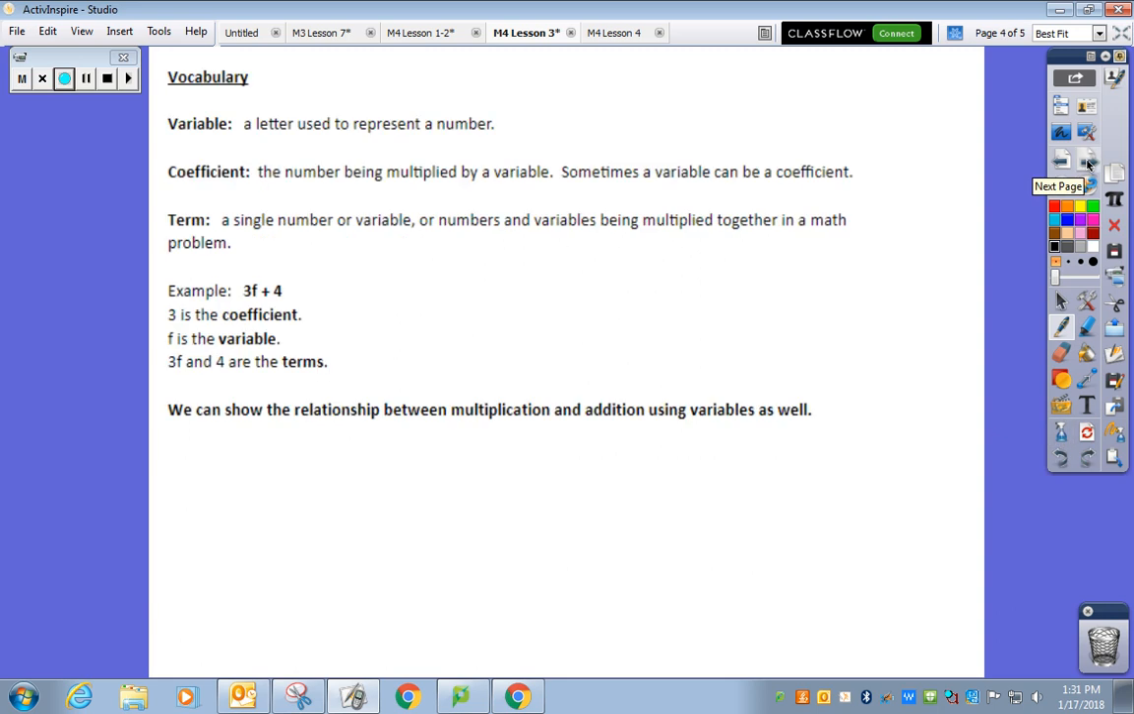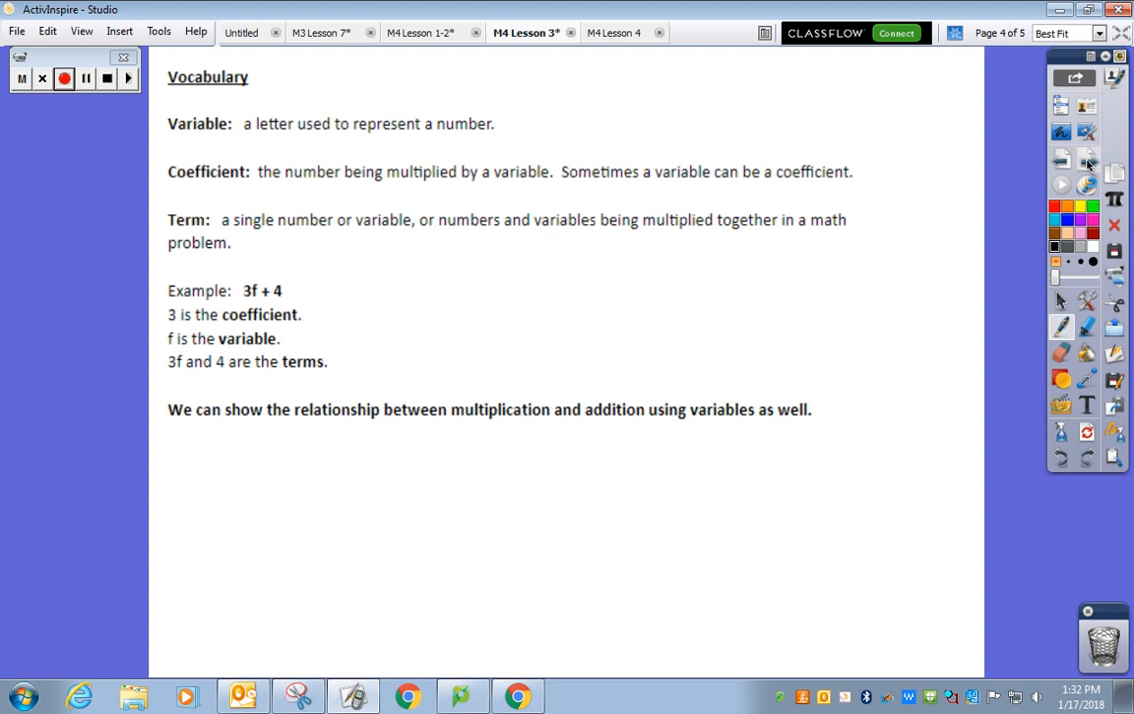Okay, so now that we've seen it with numbers, we're also going to start looking at variables, which we mentioned yesterday, that a variable is a letter used to represent a number. There are some other terms that we're going to be using throughout the unit that I'm going to introduce to you now. The first one is coefficient, and this is the number being multiplied by a variable, and sometimes a variable can be a coefficient as well. So we'll see what that looks like. A term is a single number or variable, or numbers and variables being multiplied together in a math problem.